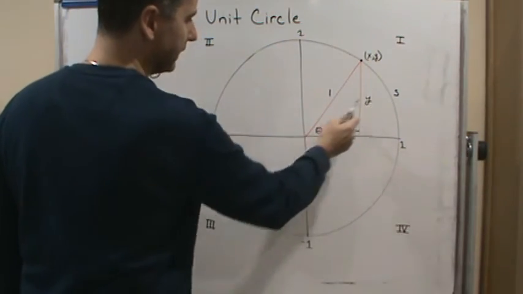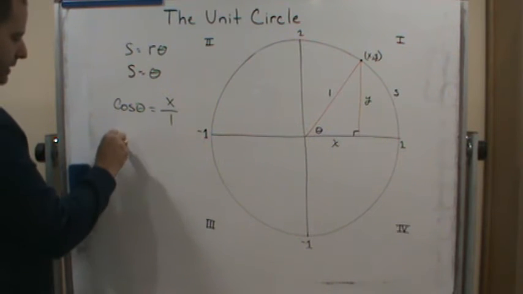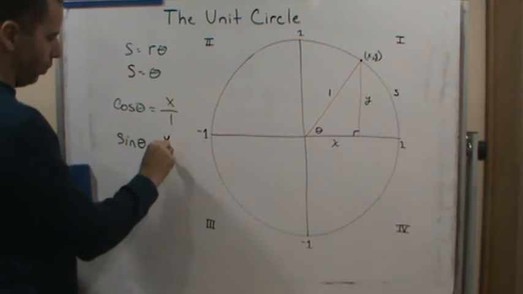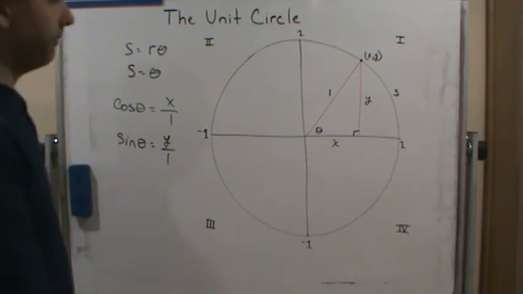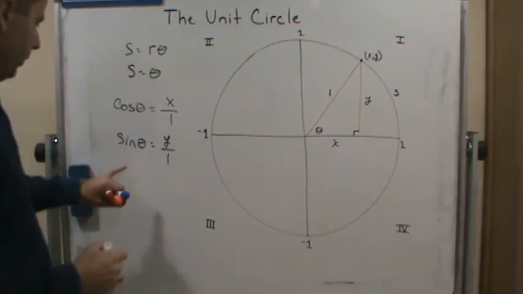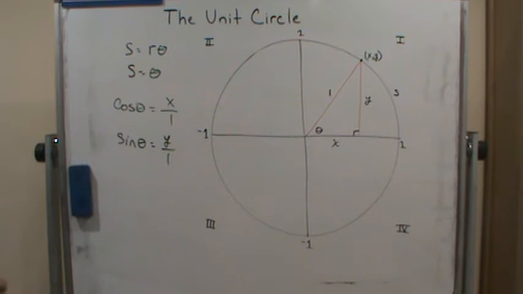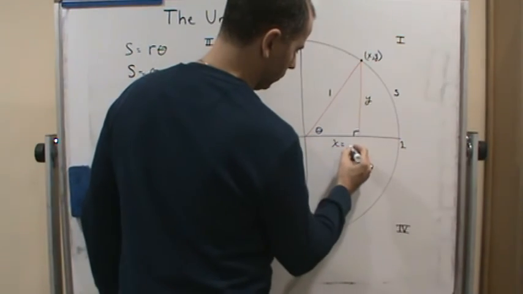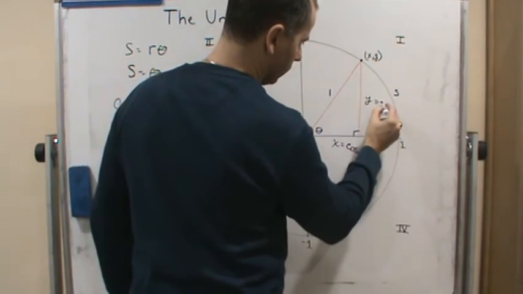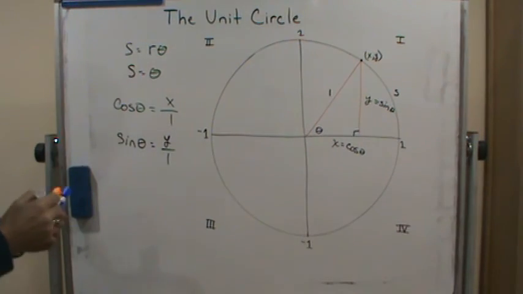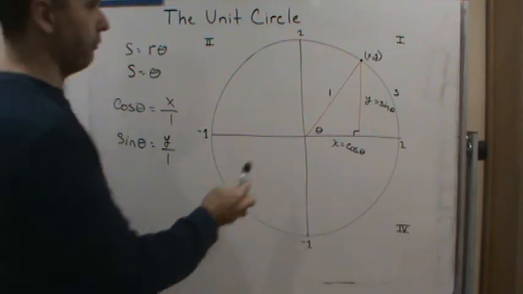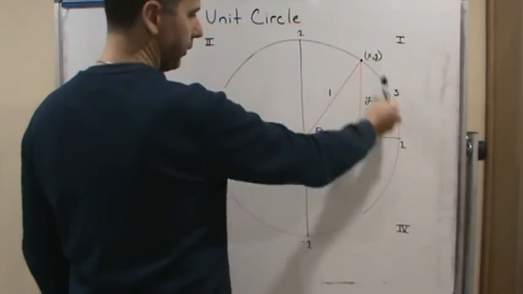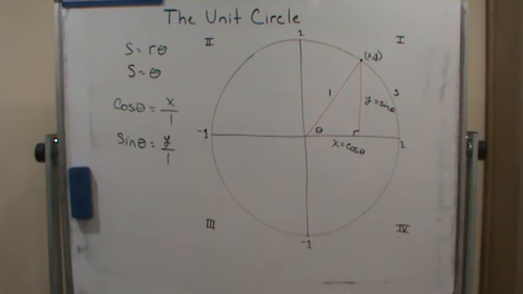Y is going to be what? It's going to be sine theta. So we get sine theta equals y over 1. And so now we can define x and y using cosine and sine respectively. Okay? So now we can say x is equal to cosine theta and y is equal to sine theta. And so now we can represent every point along the unit circle in terms of the trig functions cosine theta comma sine theta.